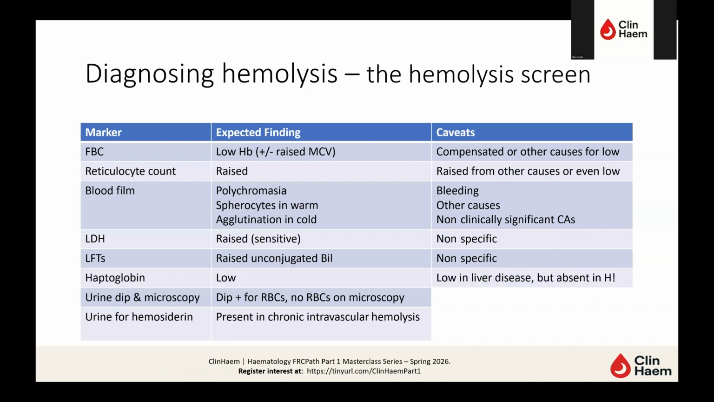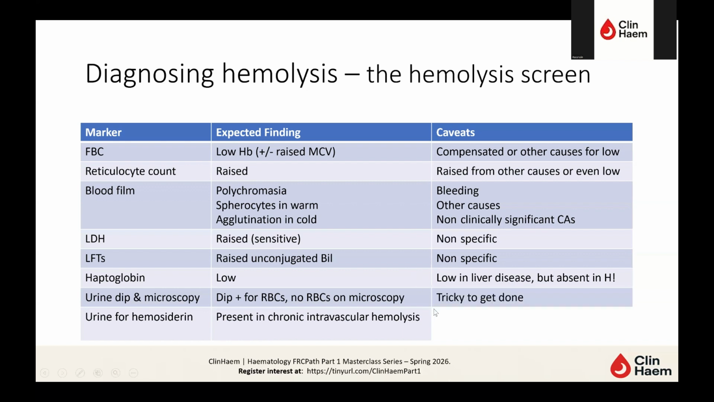And haptoglobin is actually now a relatively good marker because it can be low in liver disease, but if it's absent, it's almost always hemolysis. So that's actually a good marker for hemolysis amongst all of them. Some hospitals are lucky enough that they can turn over haptoglobin quite quickly, others aren't.